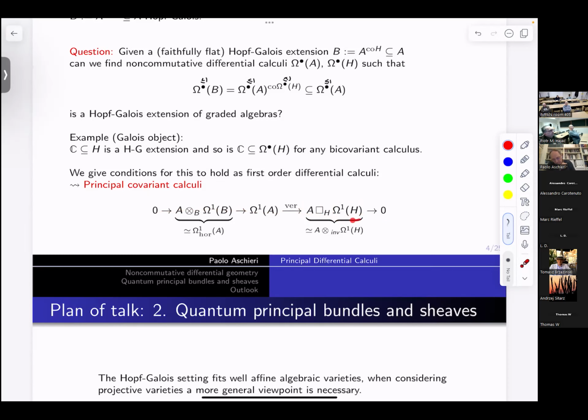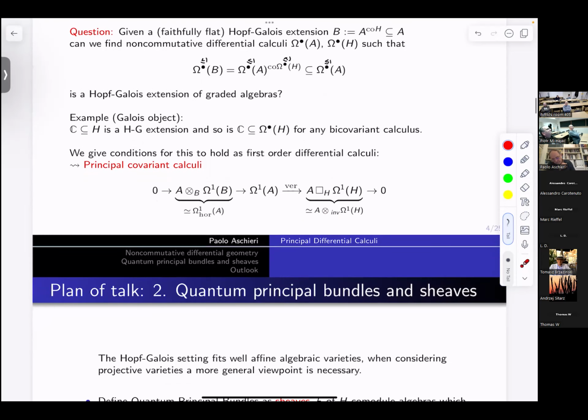And this cotensor product, I will discuss it later, can be equivalently described as left-invariant one-forms on the Hopf algebra times A. And so, since these are forms on the group, let's say that left-invariant vector fields on the group go automatically into vertical vector fields on the total space algebra, vertical derivations on A. Well, this map is called the vertical map.